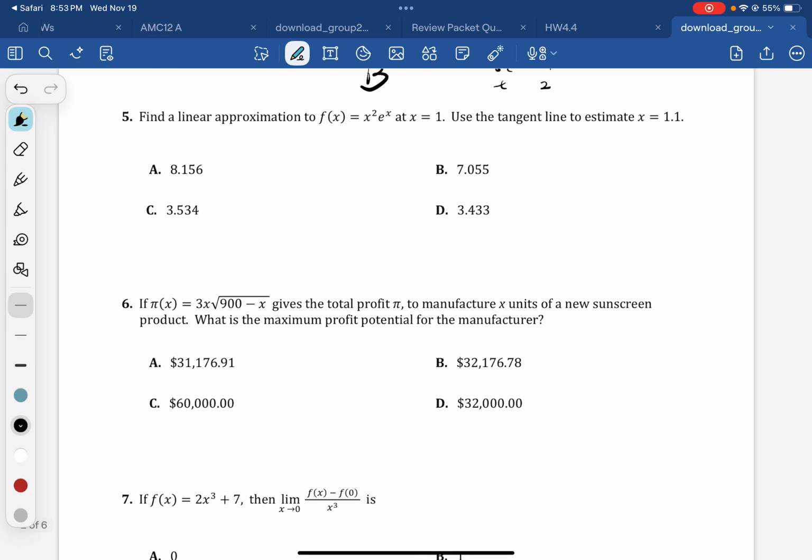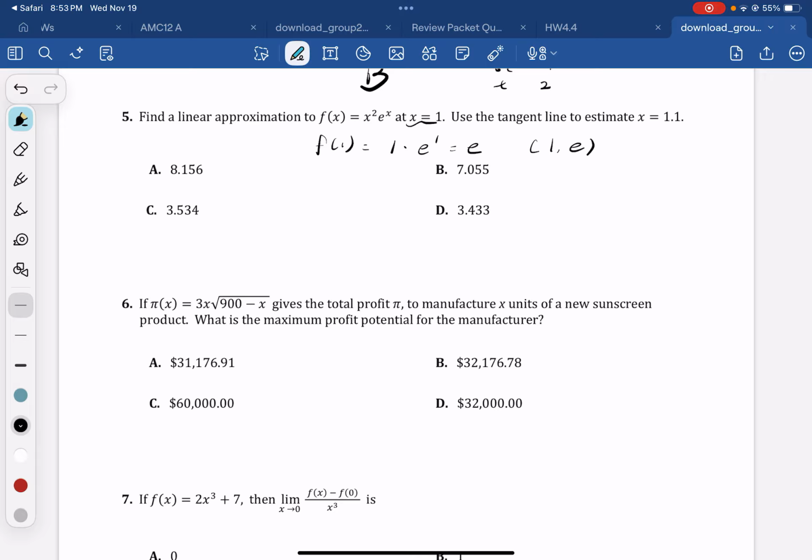Find the linear approximation of f of x equals x squared times e to the x at x equals 1. Use the tangent line to estimate f at x equals 1.1. So for linear approximation, we've got to plug in the x value first. So x equals 1. So f of 1 equals 1 times e raised to the power of 1, which is e. So the point is (1, e).